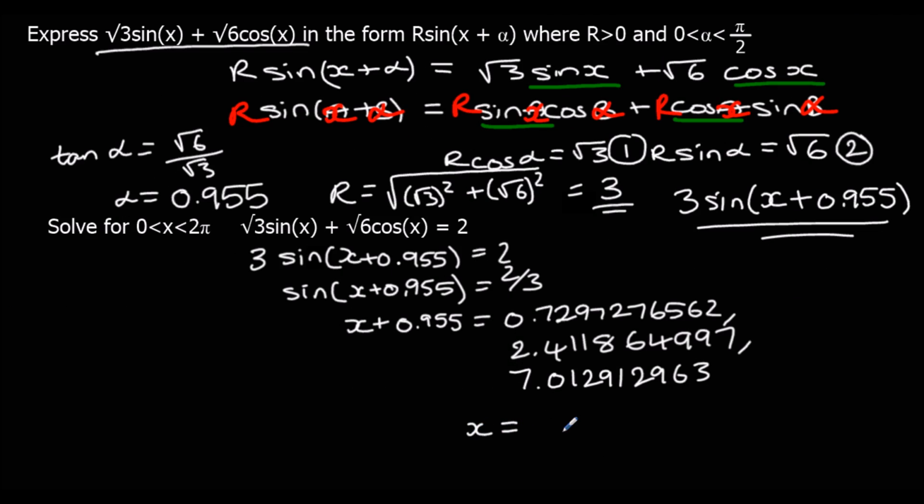Now we're going to subtract the 0.955 from our answers. So for the last one, to 2 decimal places, we get 6.06. And for the 2.411 answer, we get 1.46. And those are the 2 answers between 0 and 2 pi.